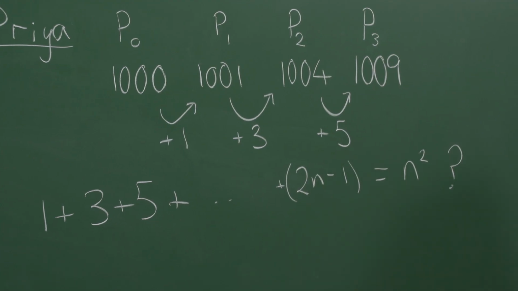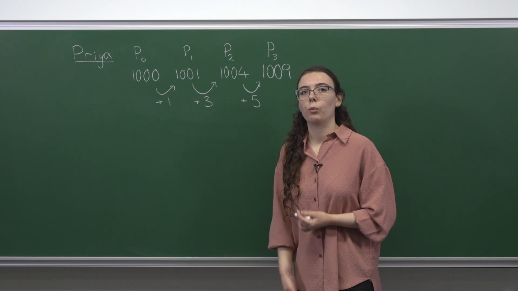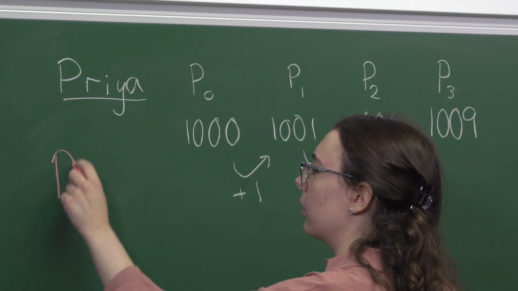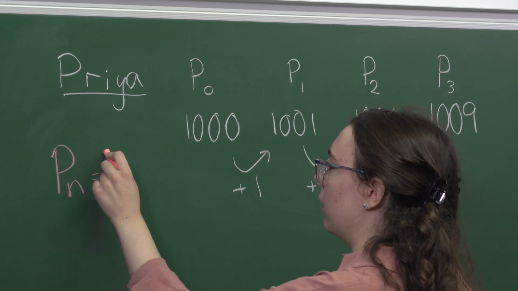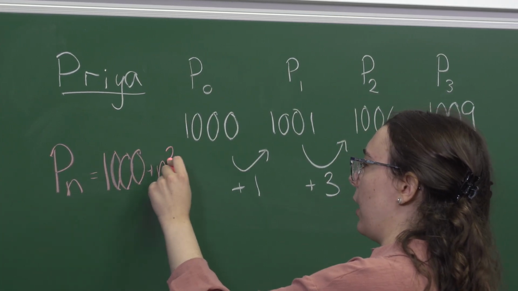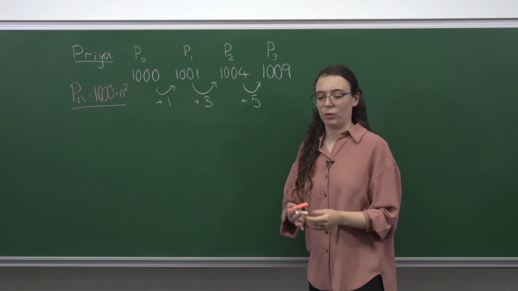So if you see an induction, you might like to have a go at proving this formally for yourself, but I'm going to leave that as an exercise for you. So with this information, we can now say that Pn is 1,000 plus n squared. And we can treat Rhea's sequence similarly.